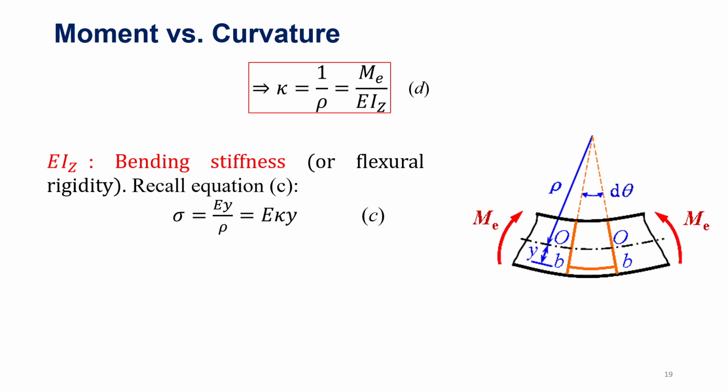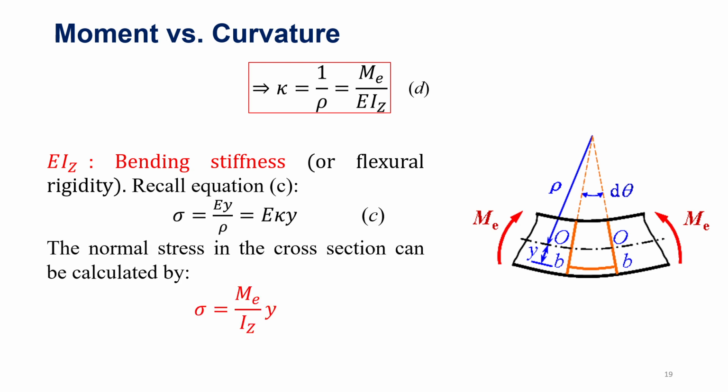Here, EIz is called the bending stiffness, or the flexural rigidity. If we recall equation C, sigma equals E times kappa times y, we can get the normal stress in the cross section, which is given by sigma equals Me, the applied moment, over Iz, the moment of inertia, times y. So this gives the stress distribution when we know the applied load.